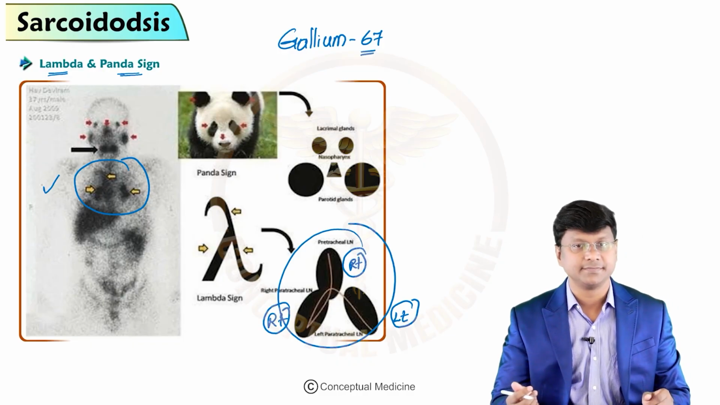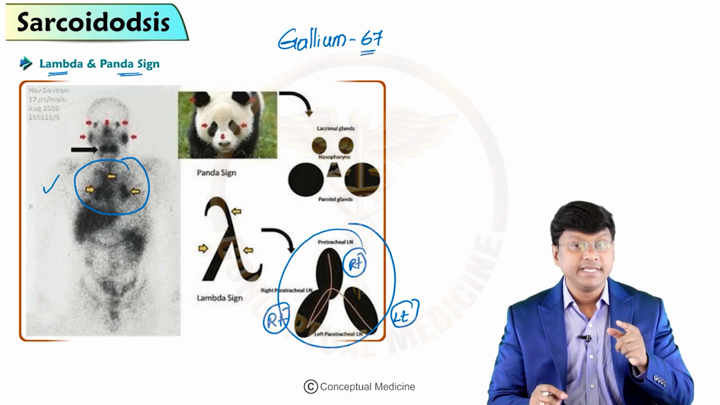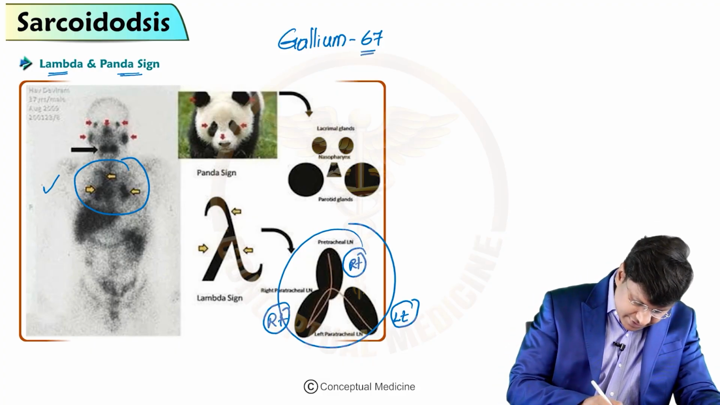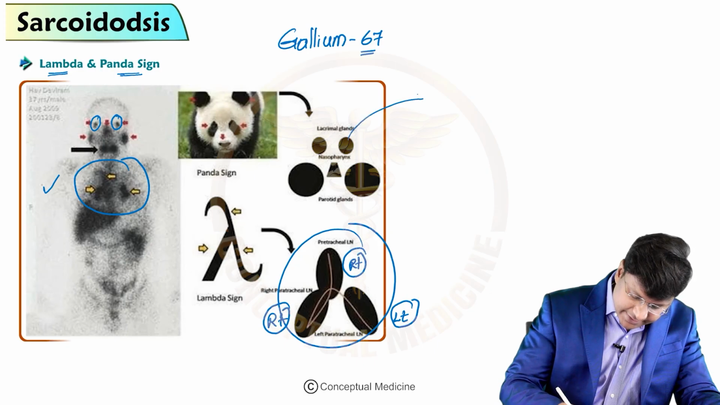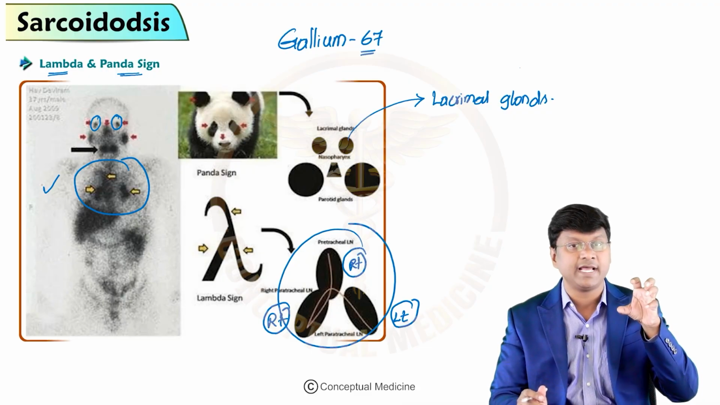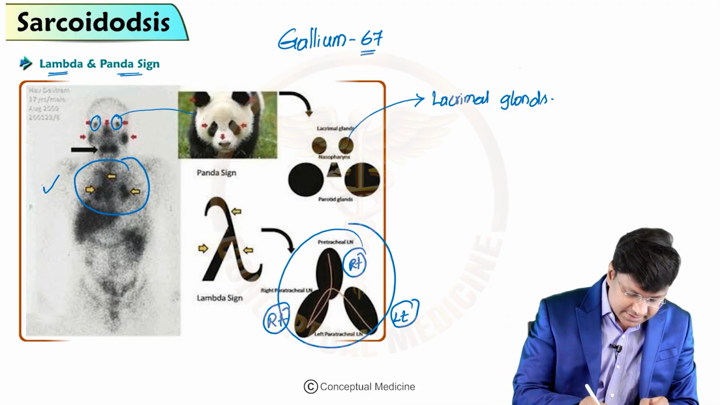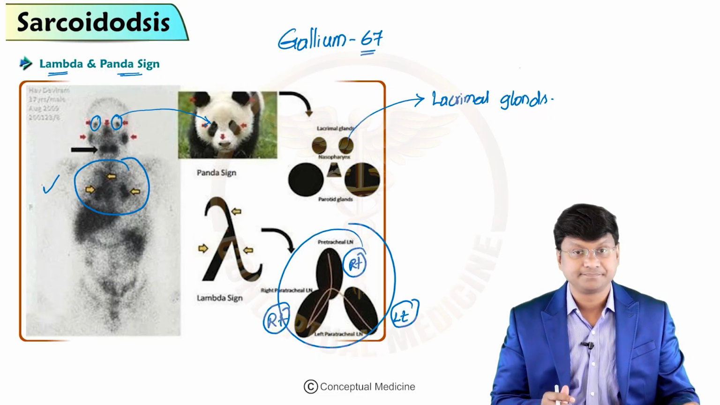Then you take panda sign. Panda sign is formed from increased uptake in the lacrimal glands. You can observe that here. When you take an imaging of gallium-67 in patients with sarcoidosis, there will be increased uptake into the lacrimal glands, and that will appear similar to the eyes of a panda. That is the reason why it is called panda sign.